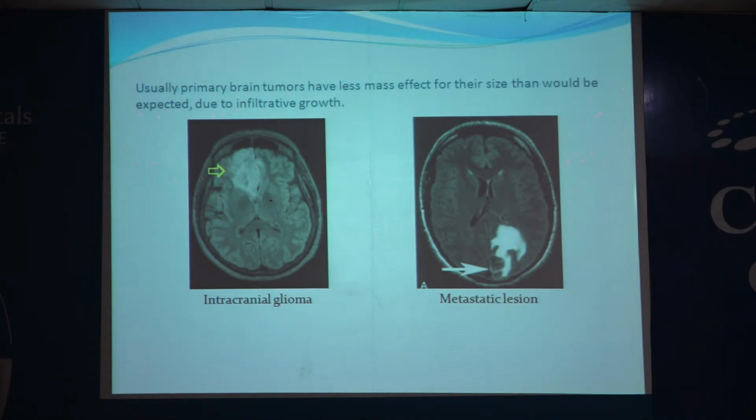And usually a primary brain tumor will have less mass effect for its size than a metastatic lesion. For example, here this is a right frontal glioma that is causing mild mass effect like midline shift and effacement of the adjacent sulci, but the surrounding edema is not there, as compared to this posterior lesion that is very small compared to the amount of white matter edema that it is causing. So usually a primary brain tumor will have less mass effect compared to a metastatic lesion.